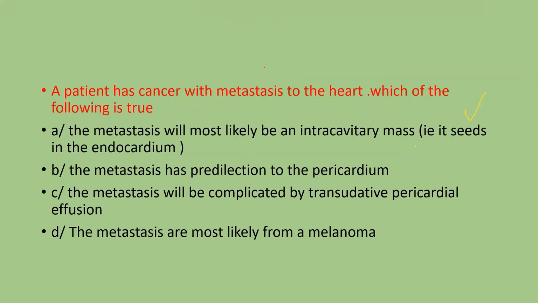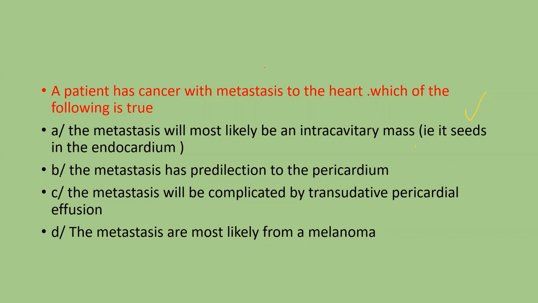Patient has cancer with mets to the heart. Which of the following is true? The mets will most likely be an intracavitary mass, i.e. it seeds into the endocardium. The mets has predilection to the pericardium. The mets will be complicated by transudative pericardial effusion. The mets are more likely from a melanoma. Most likely from a melanoma. Okay. Any other? B. The mets has predilection to pericardium. Exactly. We said that the melanoma has a special affinity to the heart.